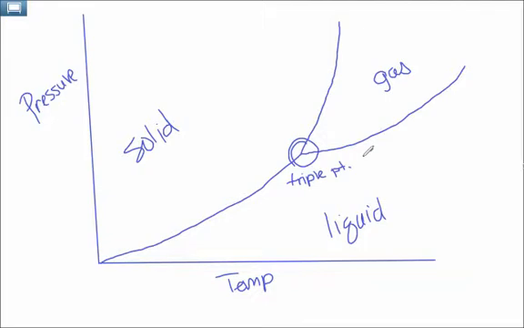You would have a solid, liquid, and gas phase, all in the same container. Okay, if we cross this line right here, what phase change is occurring? Melting. We're going this direction. If I go this direction, freezing.